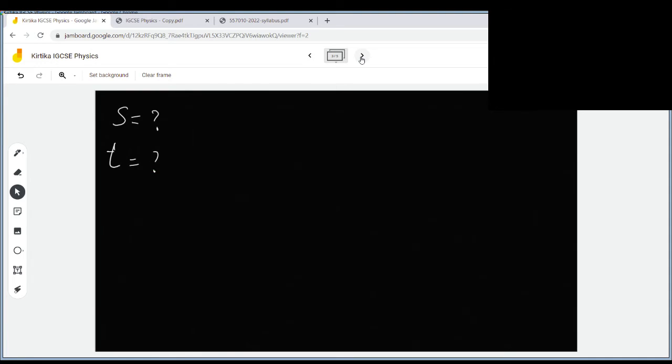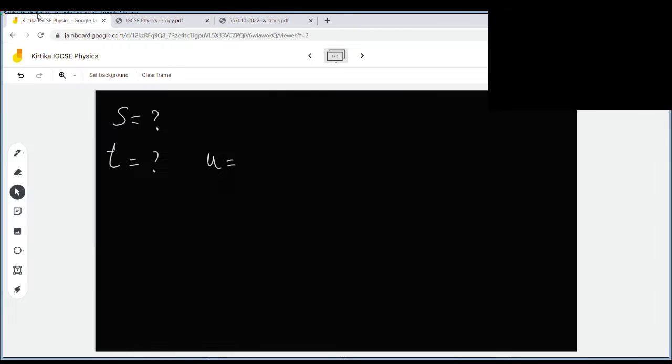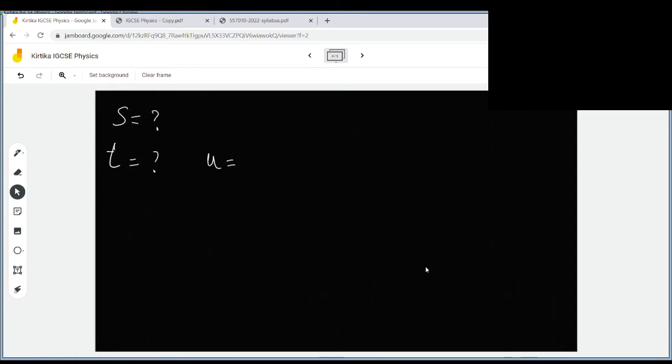The data that is given: we need to calculate the distance and the time, because speed is already given to us. S is distance, speed is u and v. My bad. Okay, S is distance. It hits the ground with a speed, and since it's falling from the helicopter, obviously it would have an initial velocity u of 0. And its v is going to be 30 meters per second.